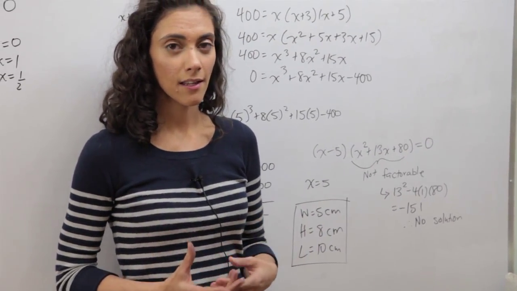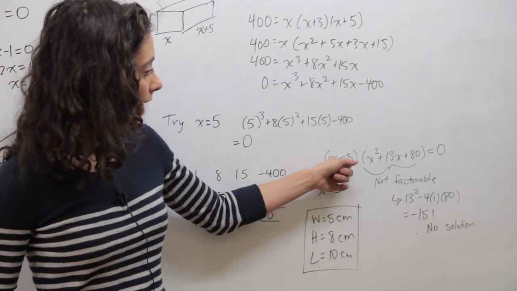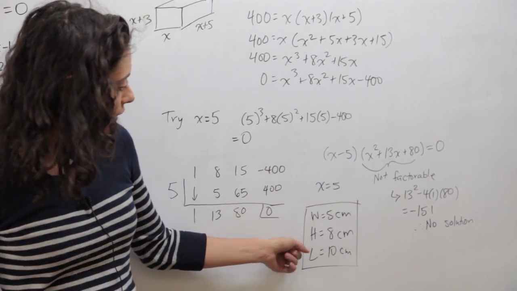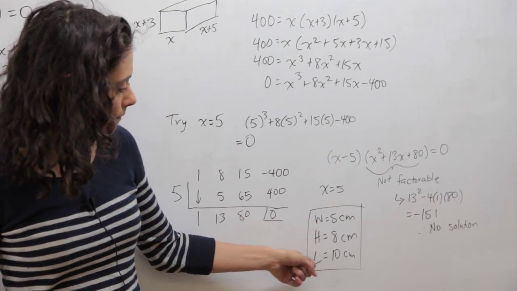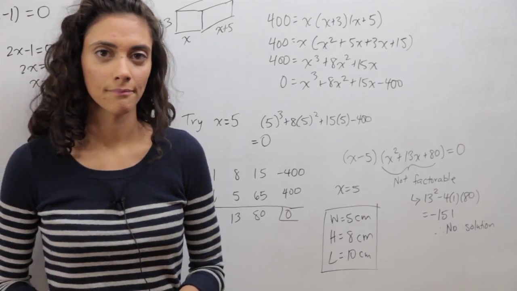When the discriminant is negative, there is no solution, which means the only answer to this problem is x equals 5. And don't forget to go back and find my width, my height, my length. If width is 5, height is 8, and length is 10.